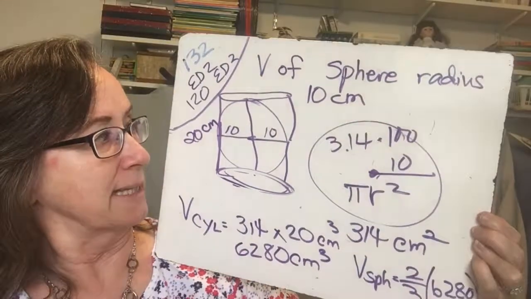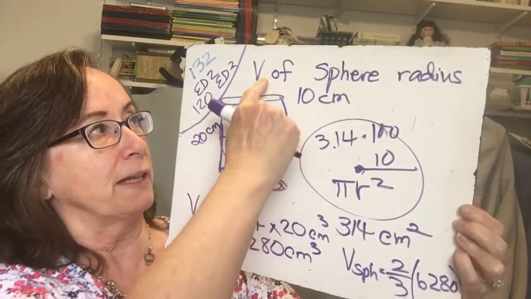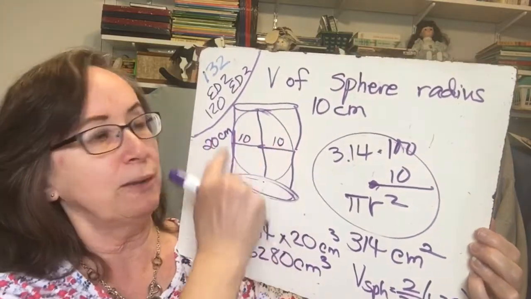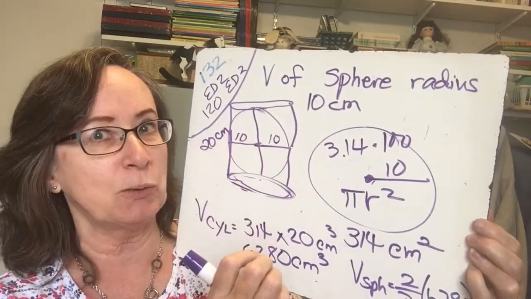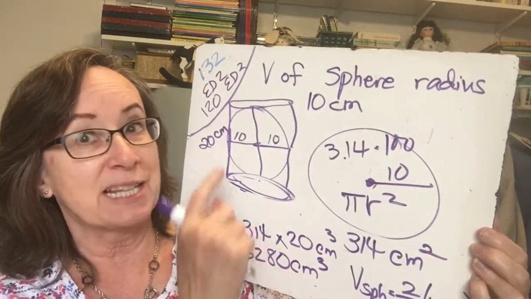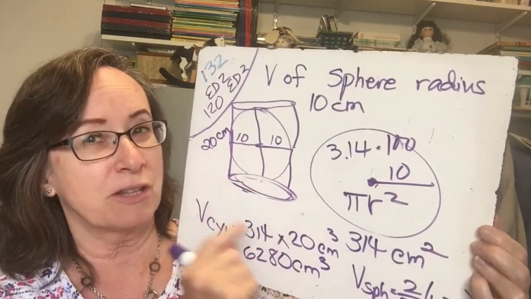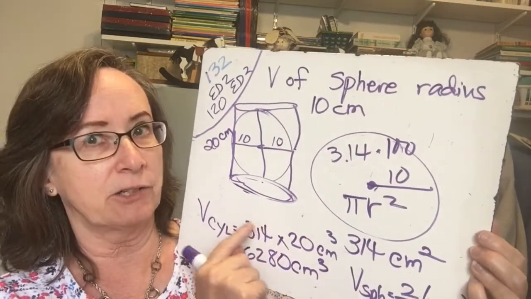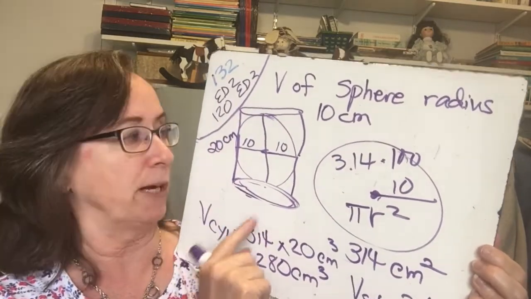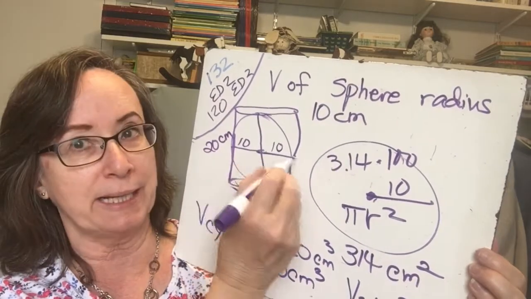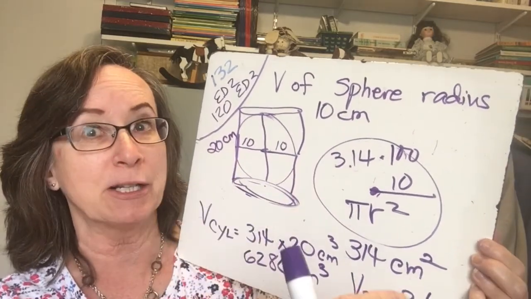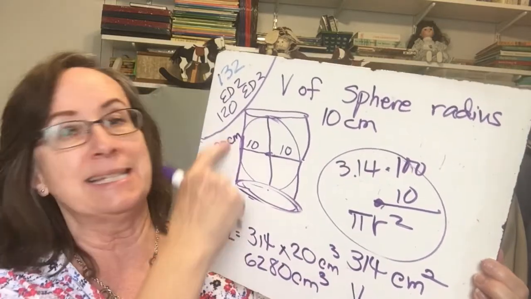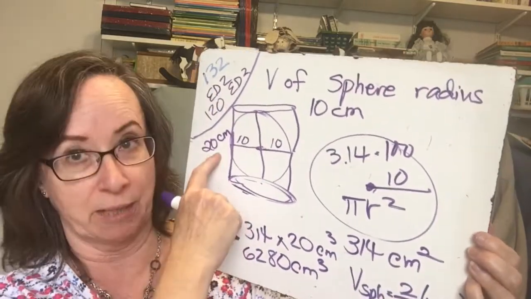Let's recap this. We were told to find the volume of a sphere with a radius of 10 centimeters. We showed the sphere being enclosed in a cylinder. So the sphere is 2/3 the volume of the enclosing cylinder. The cylinder has to exactly enclose the sphere. Since the sphere has a radius of 10, it has a diameter of 20. And since it's the same all the way around, this cylinder has to have a height of 20.